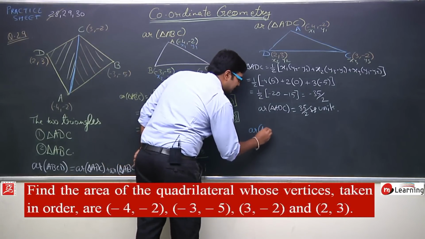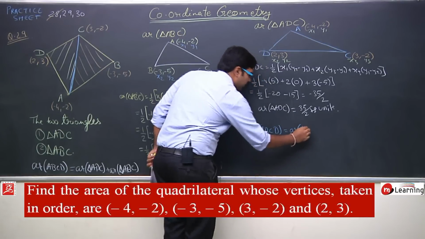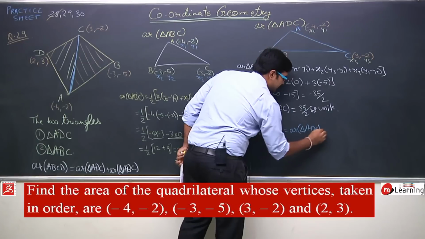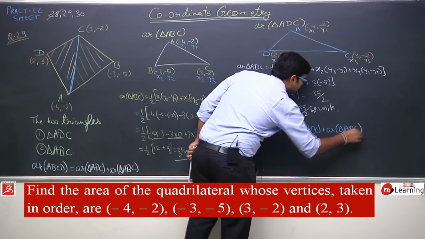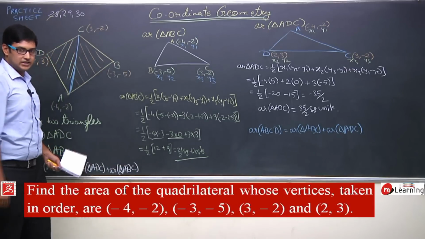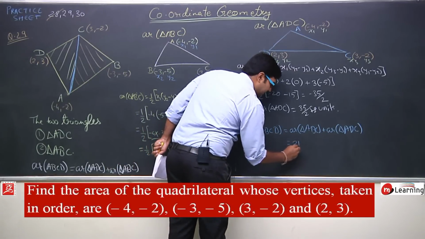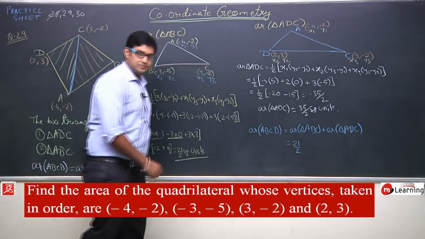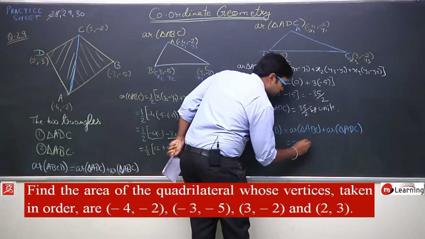quadrilateral ABCD? It will be area of triangle ABC plus area of triangle ADC. Okay, this is what we have done. This is the concept that we have applied initially. So area of triangle ABC, it is 21 by 2 square units, this one, and area of triangle ADC is 35 by 2 square units.